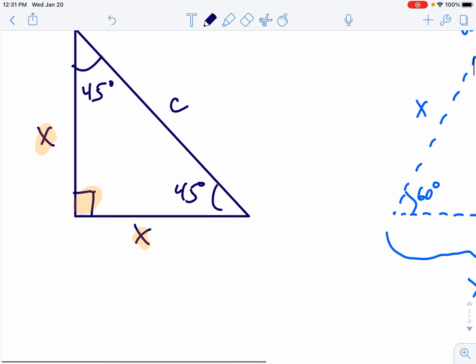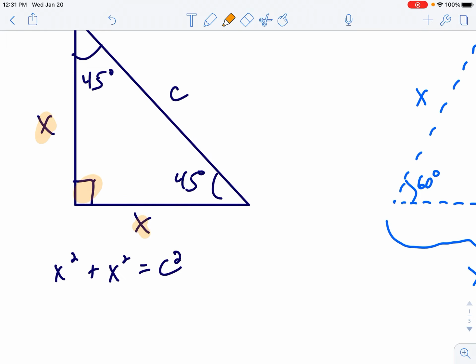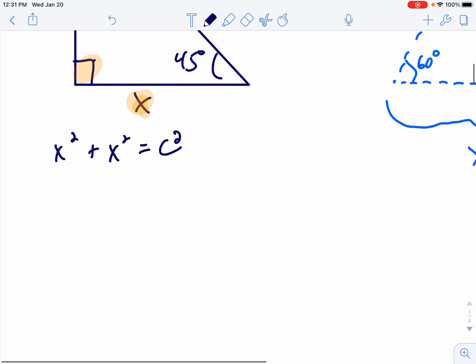And we can do the Pythagorean theorem. But instead of a squared plus b squared equals c squared, I'm going to write it as x squared plus x squared equals c squared, because a and b are both called x. Now, x squared plus x squared, that's like terms. You can combine that, and that's 2x squared equals c squared.